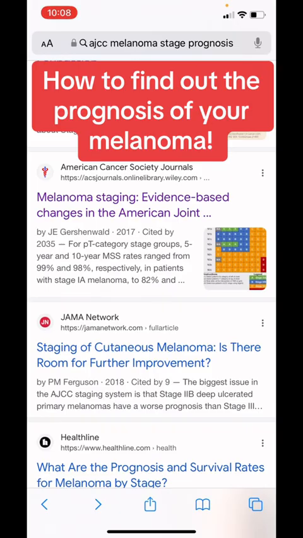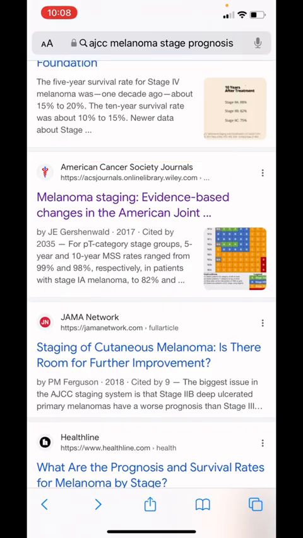The N stands for the lymph nodes. So any melanoma that is more than 0.8 millimeter requires wide local excision and sentinel lymph node biopsy. The sentinel lymph node biopsy will tell us if there are lymph nodes involved. And then we give them the N, N1, N2, N3, and so forth.